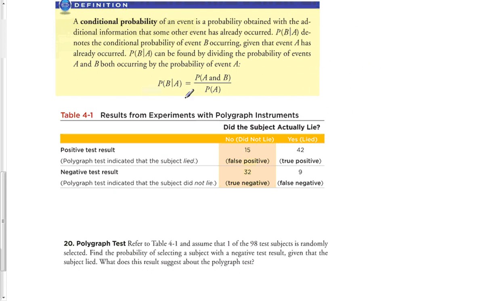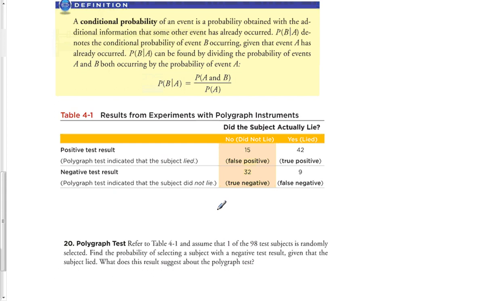All right, so let's go ahead and use this formula to calculate a conditional probability. Here is table 4.1, the table from the first page of this chapter. What we have here is the results of a polygraph test. In each row, we have people who got a certain kind of test result. The first row is a positive test result, so the polygraph said that these people lied. The second row is a negative test result, so the polygraph said that this row of people told the truth.